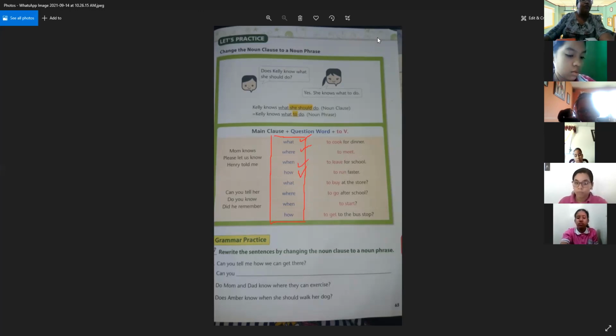Okay? So this is the first part of the lesson. The chart of the clause and the phrase that we saw before and that we copied is the first part of the lesson. The second part of the lesson is this one about the question words.